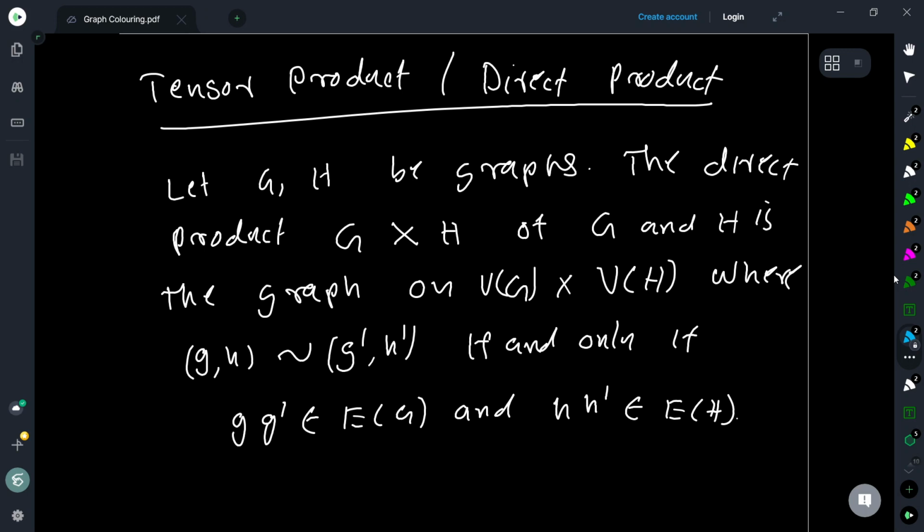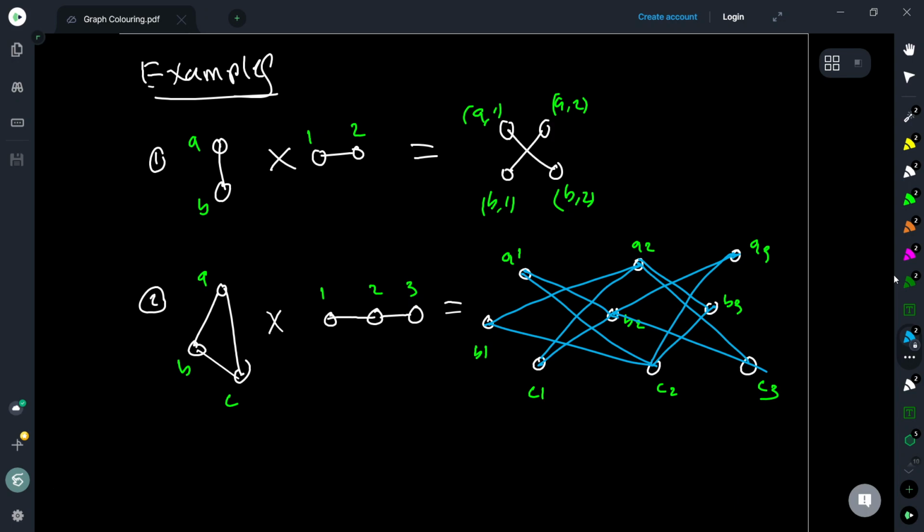Okay, so what is the direct product? If G and H are two graphs, the direct product of G and H is defined as follows: you have the vertices (g,h) and (g',h') adjacent if and only if g' is an edge in G and h' is an edge in H. So we want both these edges to be present to have this edge between the pairs. So this will tell you how the graph is going to look if AB is an edge and 1, 2 is another edge.